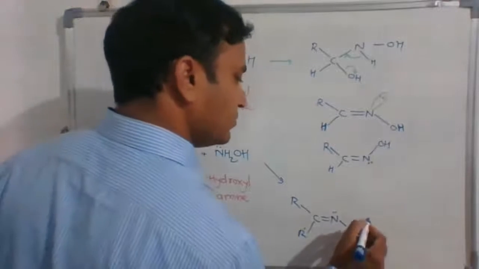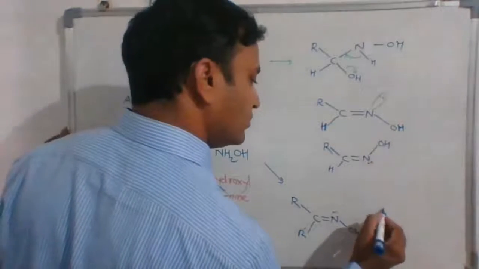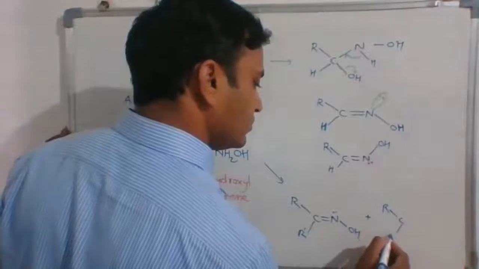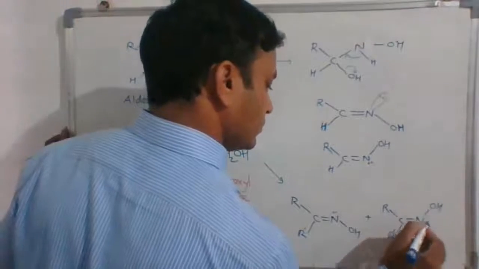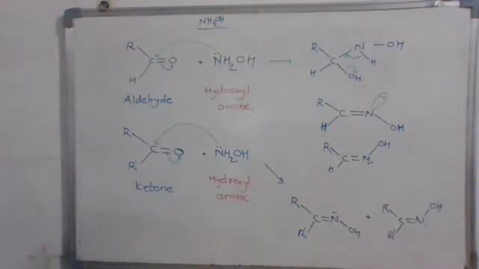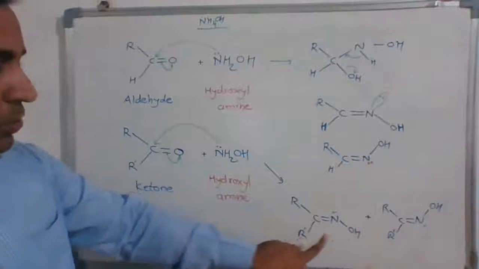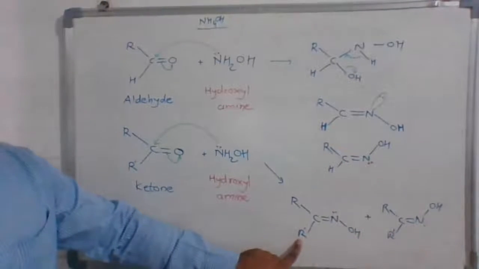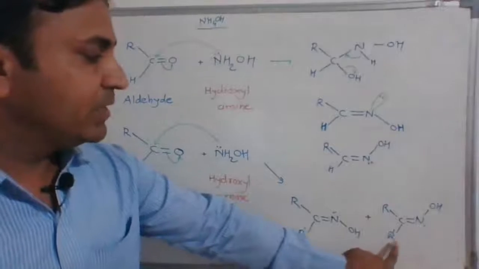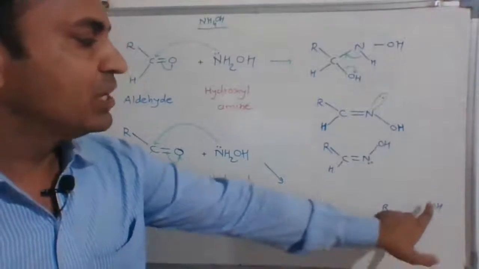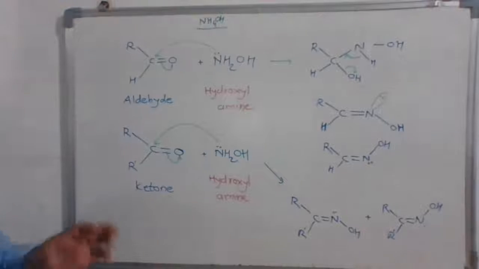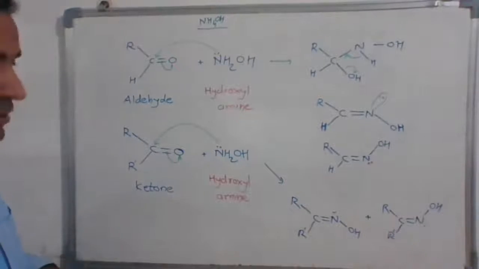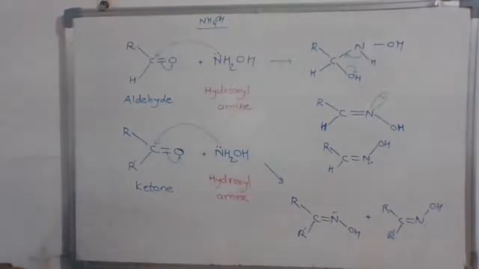Like this, or like this. OH is now on the side of this alkyl group R dash, or it may be opposite to R dash. So because of this arrangement, geometrical isomerism arises in oximes also.